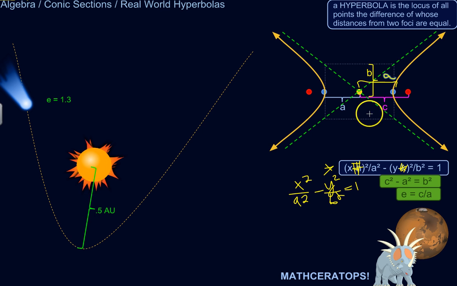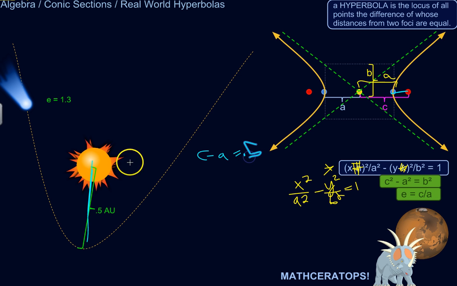Because what do we have here? We have the distance from the focus to that closest point. This distance corresponds to this. In other words, if you take c minus a, we get that. So let's write that: c minus a is equal to 0.5 astronomical units.